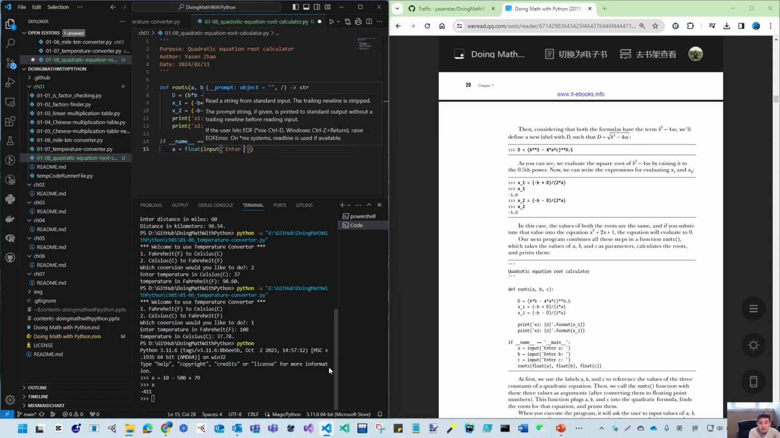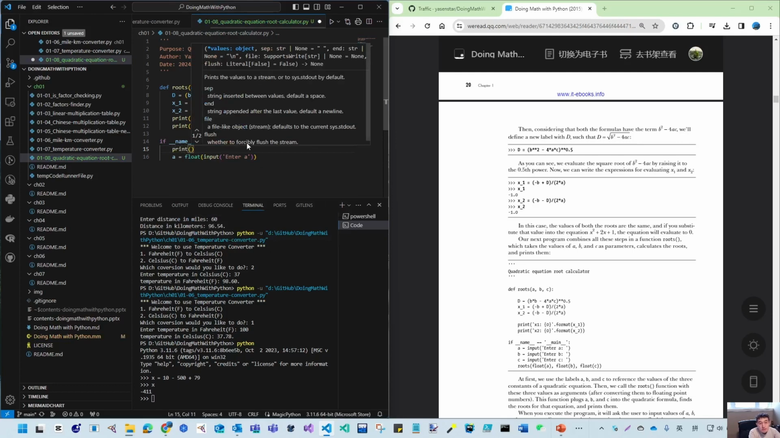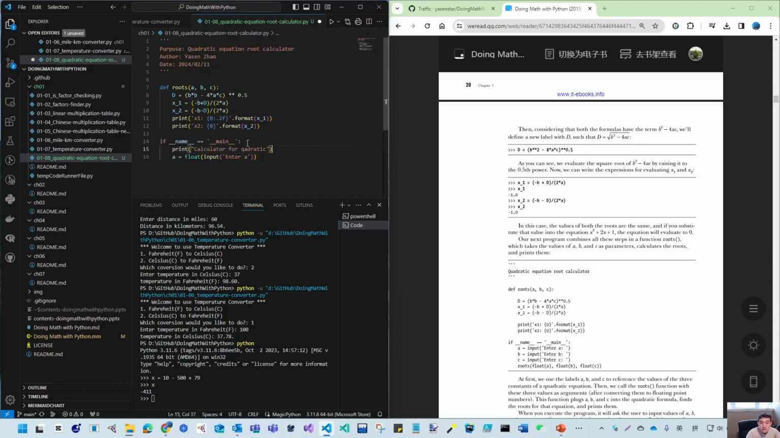So enter A. Let's give the print: the calculator for such a quadratic equation.